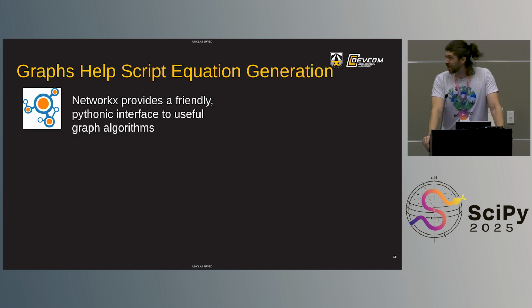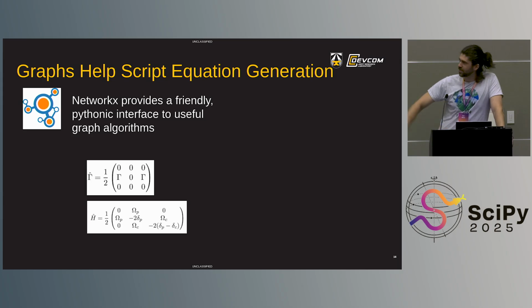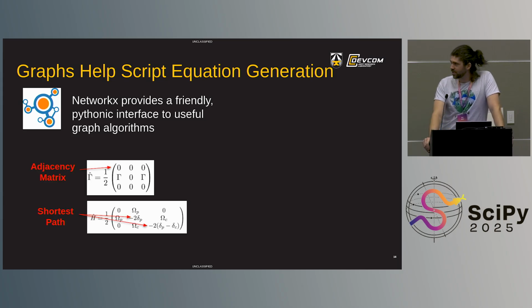Graphs help with generating the equations. We have the wonderful NetworkX package in Python, which we used to develop RydIQule. If you look at these matrices that I showed you before, this matrix gamma, this first one, can actually be thought of as an adjacency matrix if you construct it correctly.